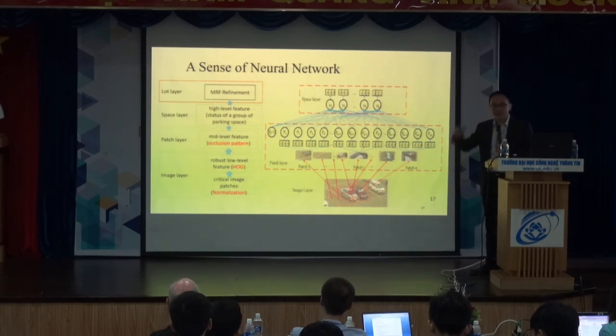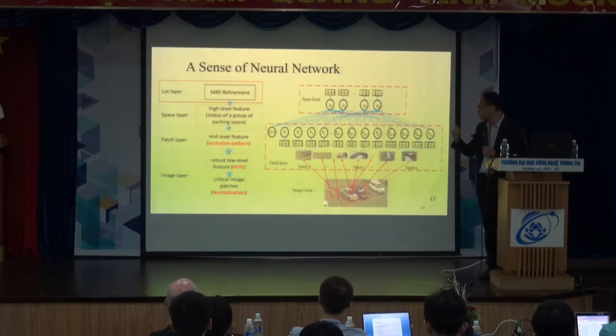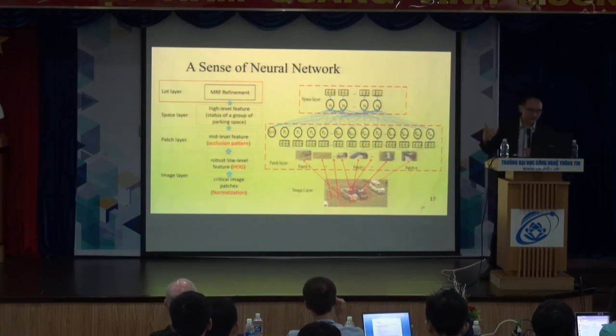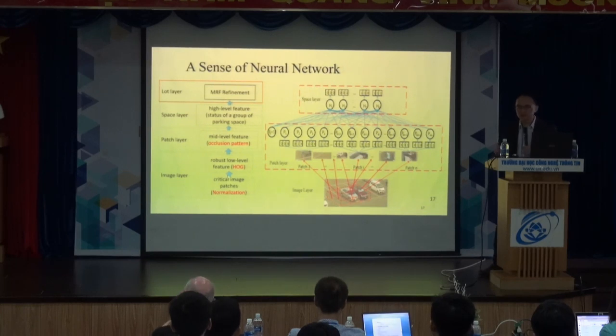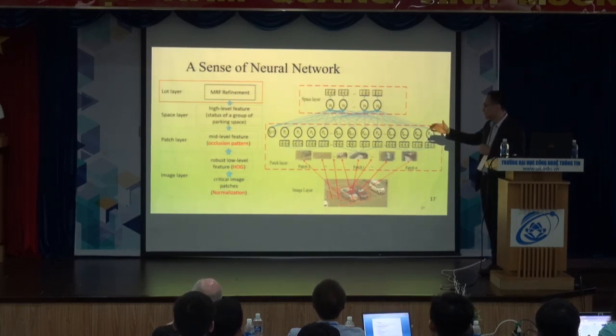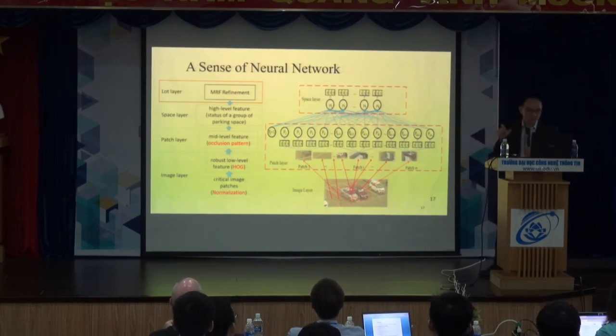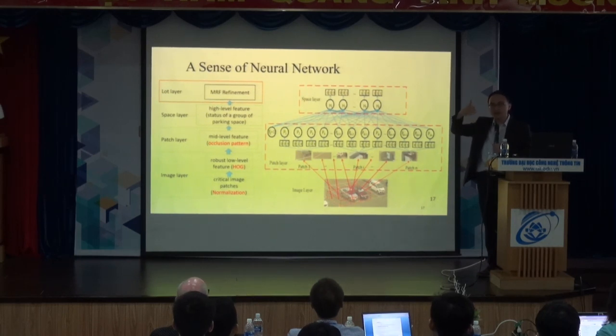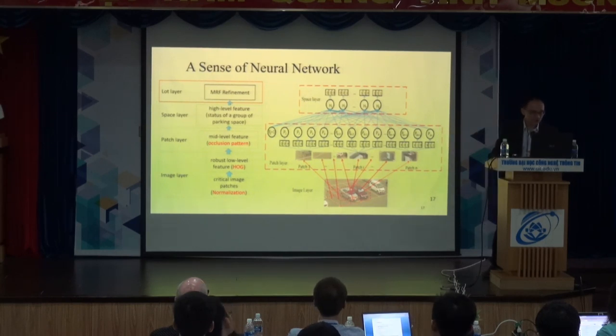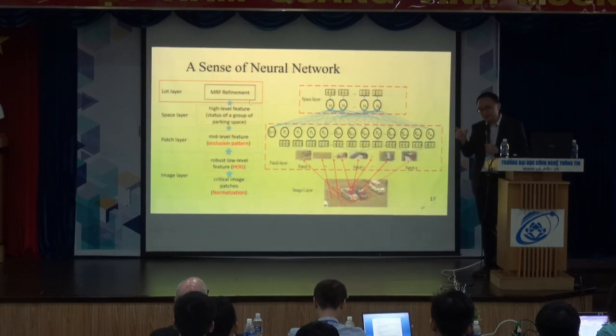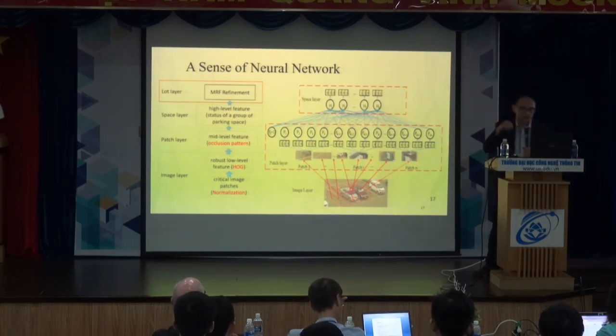The difference is that every layer we decided by ourselves, so we give a very clear definition of what we should do for each layer. We try to understand and define everything by ourselves. In the image layer, we use very low level features, HOG and so on. In the patch layer, we treat the occlusion pattern as the middle level feature. We do a weighted fusion of multiple pieces of information from different patches and it becomes a high level feature. Here, the high level feature is the status of the space, and then we refine it by using Markov random field.